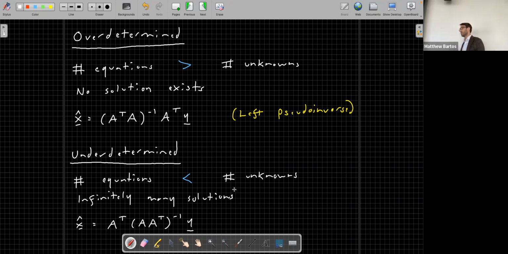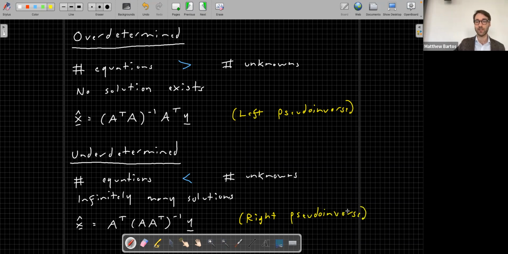So what we can do is find a best solution, and our interpretation of the best solution is the solution that is of minimum norm. So we're finding the minimum norm X that satisfies AX is equal to Y. And we can do that through this closed form expression here. This is the right pseudo inverse.